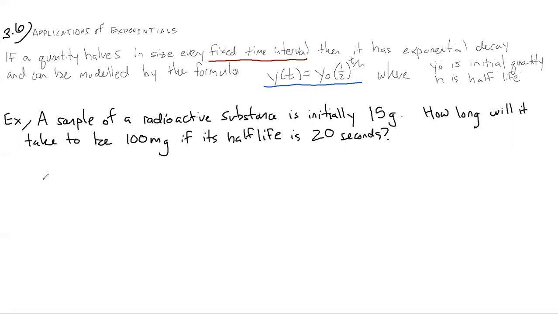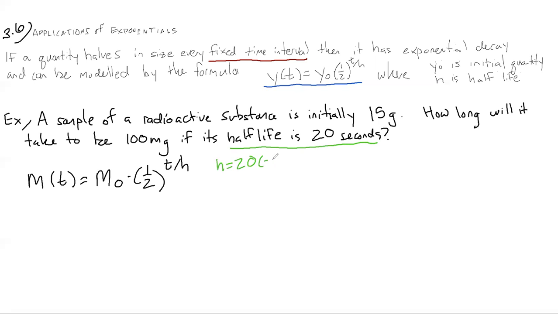So I'm going to use M for mass. So I'll set up the mass is going to be M naught, the initial mass, times a half to the T over H. I'm going to figure out M naught and H. We are told that the half-life is 20 seconds. So that's going to give me H is 20, and it's going to set my T units for seconds.